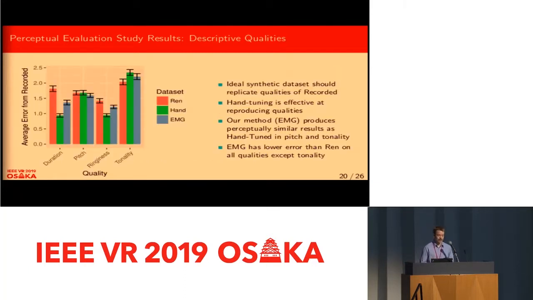We can also look at the descriptive qualities obtained from the subjects. Again, here, an ideal synthetic data set should replicate the qualities of the recorded data set. So in this chart, we can see the average error of each of the 3 synthetic data sets as compared to the recorded data set, where lower is better. Our hand-tuning results are effective at reproducing the qualities, particularly duration and ringiness. In comparison, our method, EMG, produces perceptually similar results in pitch and tonality, while having lower error than REN, the previous work, on all qualities except for tonality.